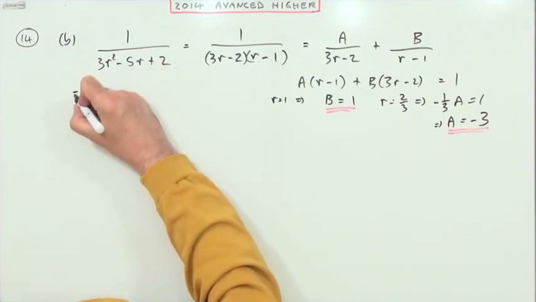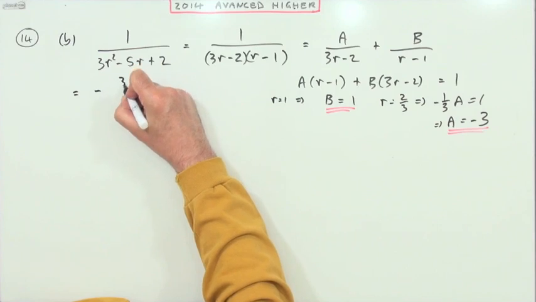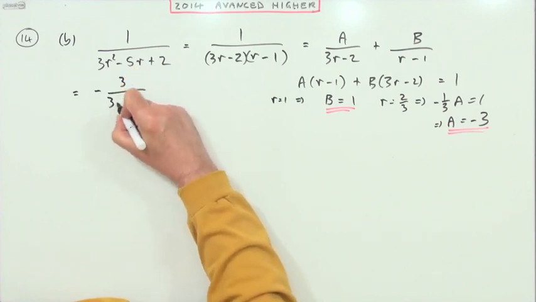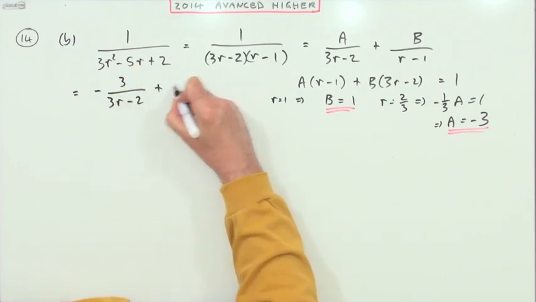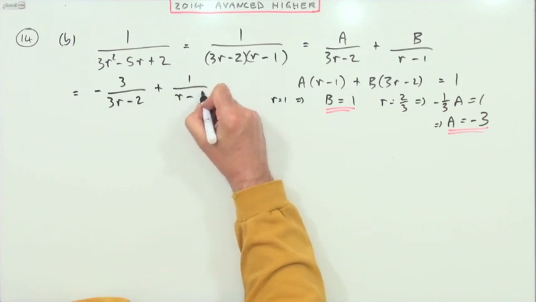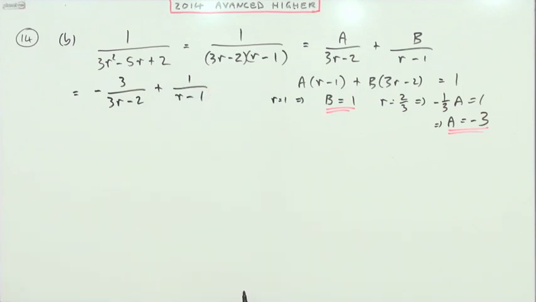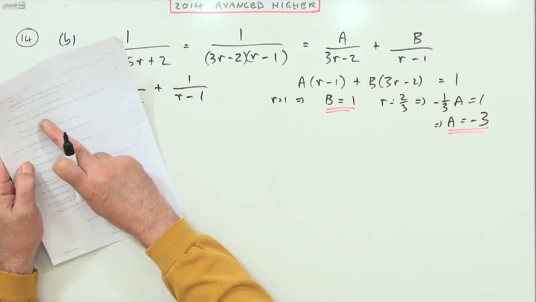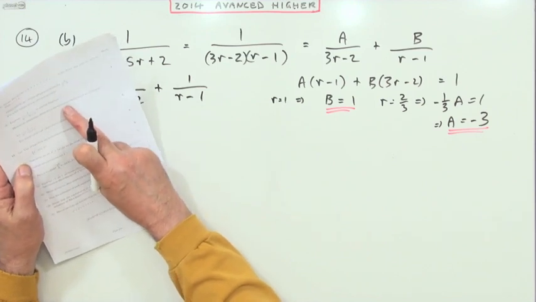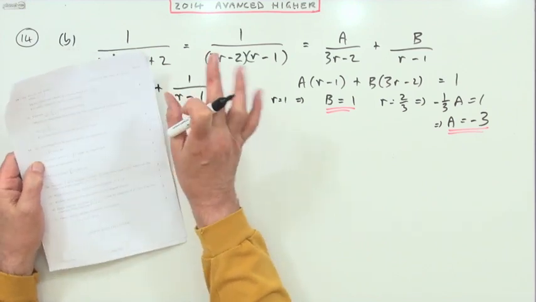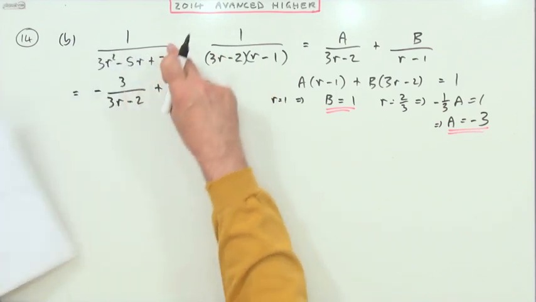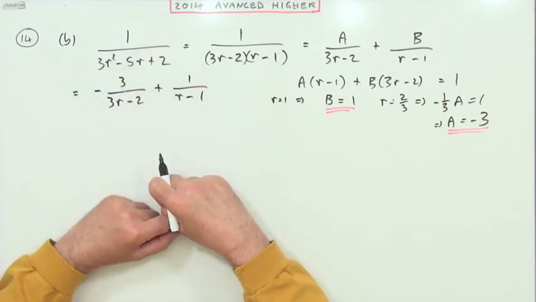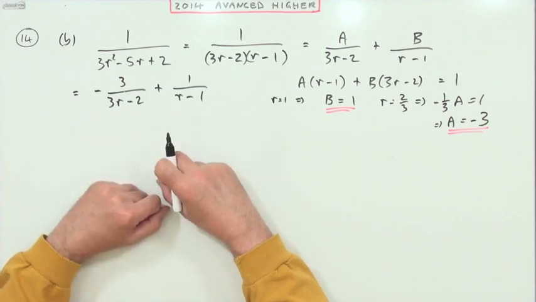So that this can be written as negative 3 over 3r minus 2 plus 1 over r minus 1. However, it does say determine the first three terms of an infinite, not a geometric, an infinite series for this. So this must obviously be something to do with the first part. And those two things should really ring a bell.